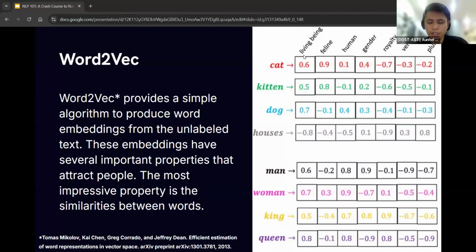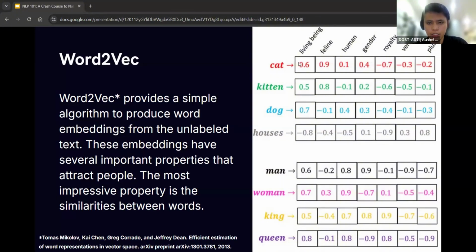Let's say the first one is about living being. Then, is it a feline, part of the feline family? Then, is it a human? And then the gender. Is it royalty? Is it a verb? And then, is it plural form? Again, this is usually normalized. So the closer the number is to 1, the closer it is to being a living being. The farther it is from 1, it means that it is far from being a living being. So for cat, 0.6, very much close to 1.